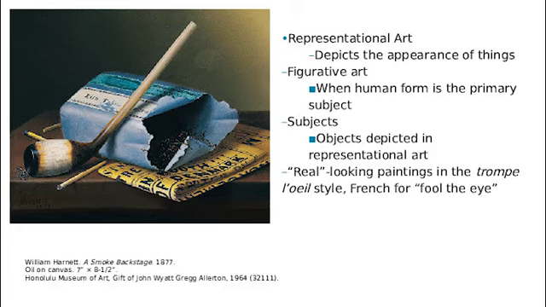I mean, it doesn't have to be completely photographically perfect, but it is meant to look like the actual thing that it's depicting. Figurative art is a form of representational art, but that's when the human form is the primary subject of the artwork. And you might ask what a subject is. A subject of an artwork is the object depicted in representational art. So the subject of this piece is the pipe.